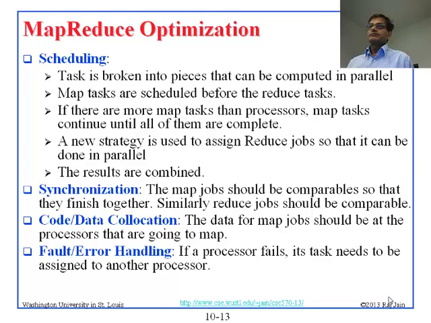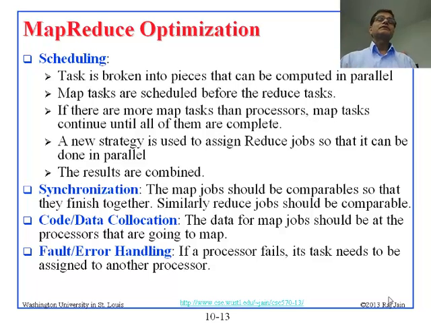MapReduce optimization. So we were in the middle of MapReduce, and we know that we break a job into multiple tasks, okay, and the tasks are scheduled before the reduce task. So basically we had 100 files in our previous example, right? But if you don't have 100 processors, you can do it on 10 processors, but you will have 10 map cycles. Alright, so the number of processors does not have to be equal to the number of map jobs.